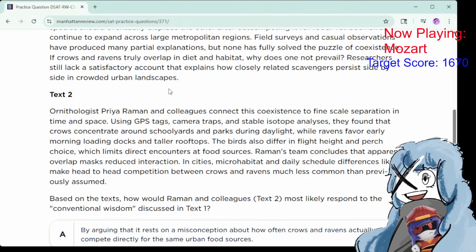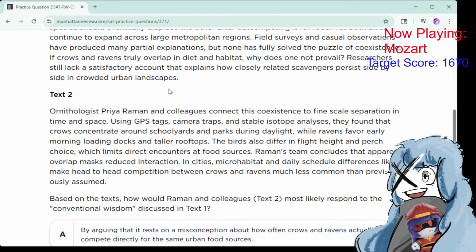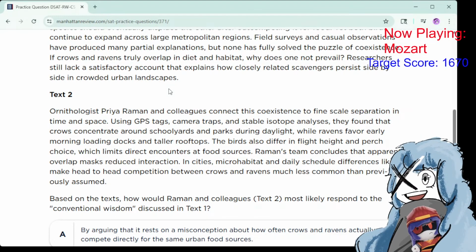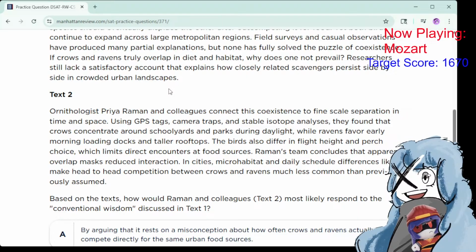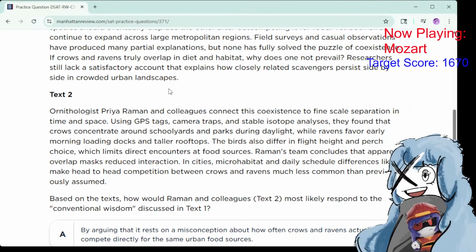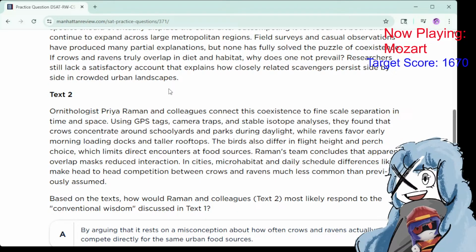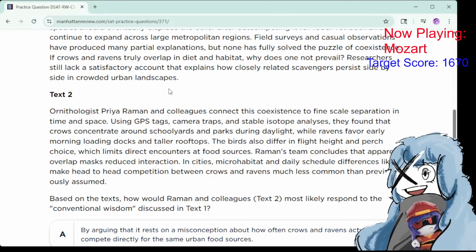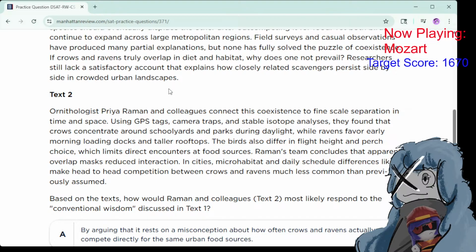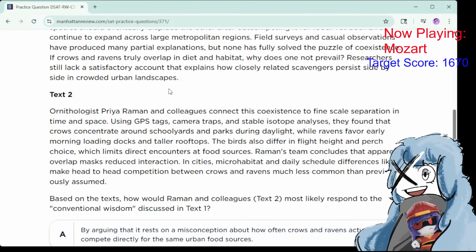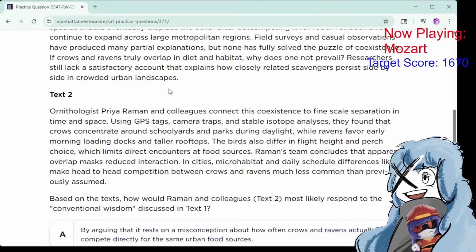Ornithologists Freya Raymond and colleagues connect this coexistence to a fine-scale separation in time and space. Using GPS tags, camera traps, and stable isotope analysis, they found that crows concentrate around schoolyards and parks during daylight, while ravens favor early morning loading docks and taller rooftops. The birds also differ in flight height and perch choice, which limits direct encounters at food resources. Raymond's team concluded that apparent overlap masks reduced interactions in city microhabitats, and daily schedule differences likely make head-to-head competition between crows and ravens much less common than previously assumed.